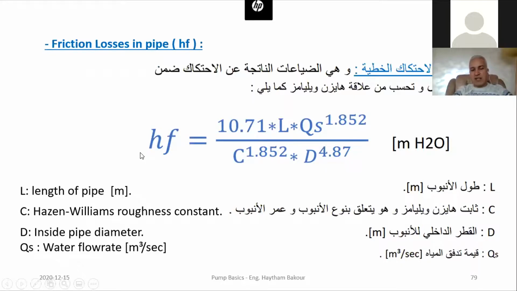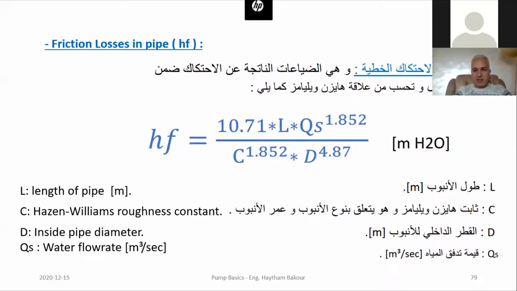Next, friction losses in pipe, HF. In any pressure network, we have pipes before the pump and pipes after the pump. So the friction losses in all pipes, we code as HF, and the equation equals 10.67 multiplied by L multiplied by Q to the power 1.852, where C is the Hazen-Williams roughness constant. We are using that because Hazen-Williams is simpler and provides accurate results.